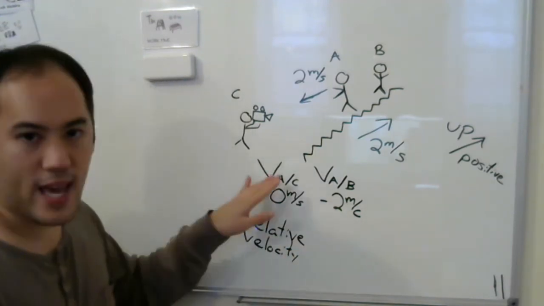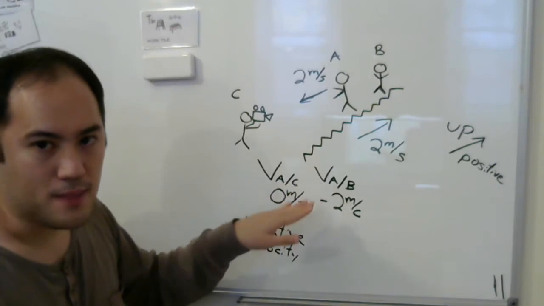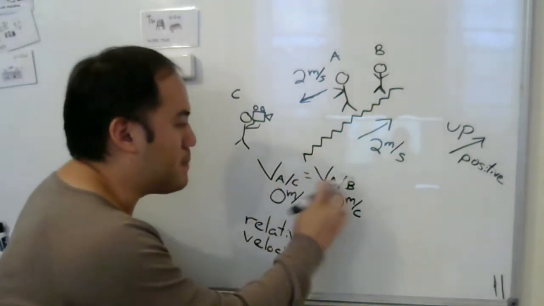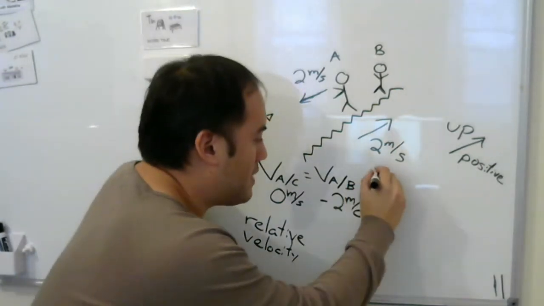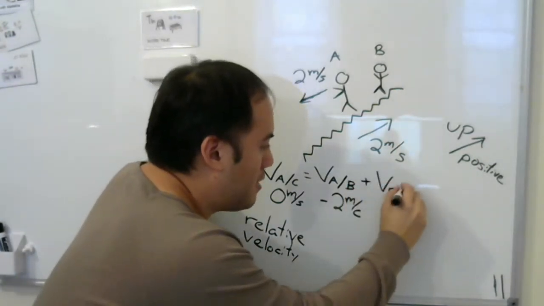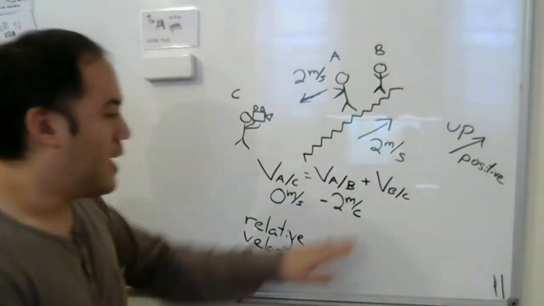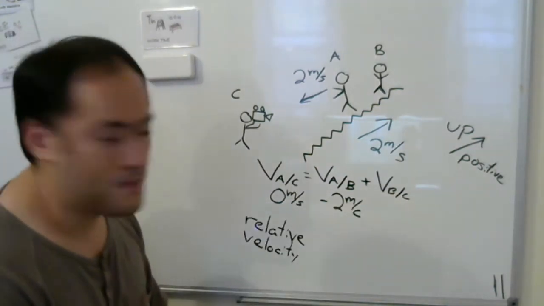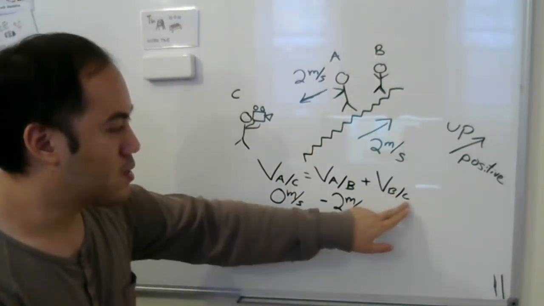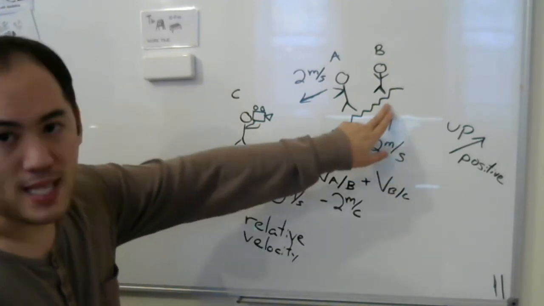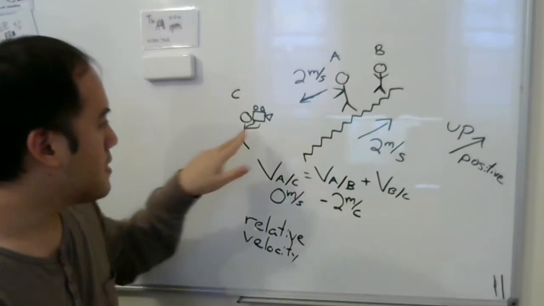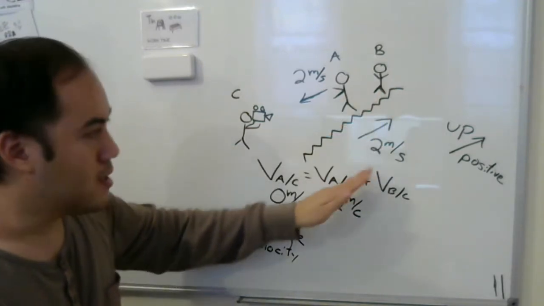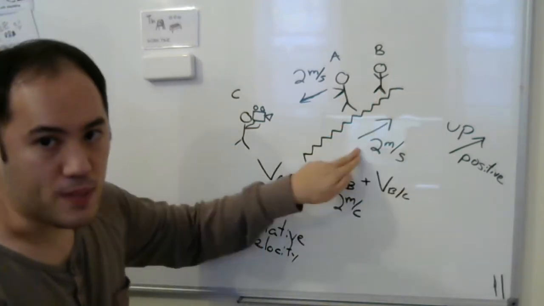The velocity of A relative to C is the velocity of A relative to B plus the velocity of B relative to C, as long as they're all vector sums. How fast was B going relative to C? Well, if B is standing on the escalator and C looks up at B, C will see B going up at 2 meters per second.